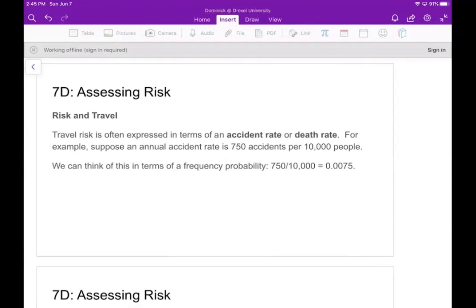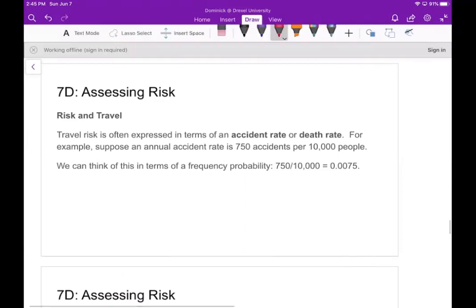Now, the idea of travel risk is usually expressed in terms of what's called an accident rate or a death rate. Suppose an annual accident rate is 750 accidents per 10,000 people. We can then think of this as a relative frequency probability, which we could express as 750 over 10,000, which would, of course, give you a probability of 0.0075.